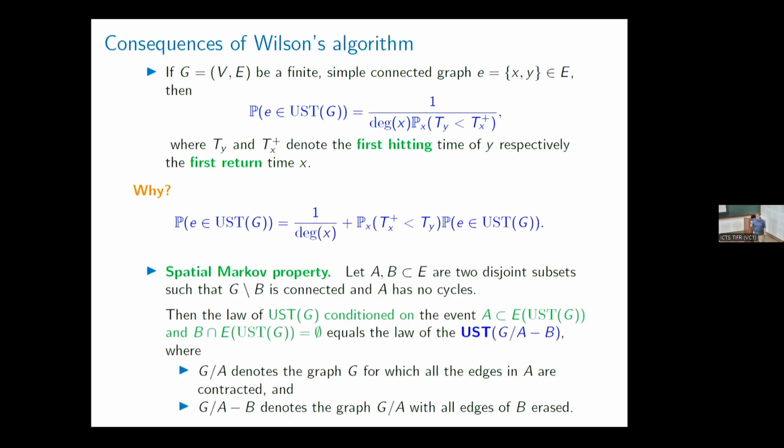But the last time that you have done this, you have the possibility that you either go from X to Y directly, which happens with probability 1 over degree of X, or in order to have this edge from X to Y, you can also go somewhere else, but then you have to return to X before you actually go to Y. And then you start the problem again. It's a recursive equation, and if you rearrange, then you find this formula.